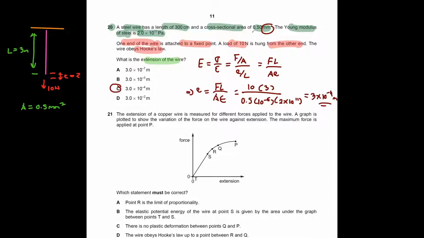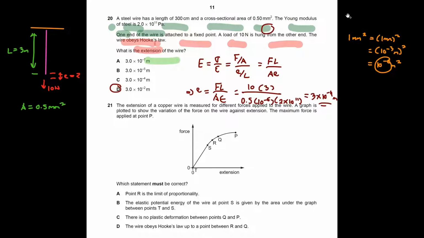So how do you change millimeter square to meter square? Let me just quickly review it for you. 1 millimeter square is the same as 1 millimeter inside a bracket square. You sub in the value for 1 millimeter, which is 10 power minus 3 meter inside the bracket square. So you eventually get 10 power minus 6 meter square. That's how I got the value 10 power minus 6 here. All right. Okay, so that is question 20.